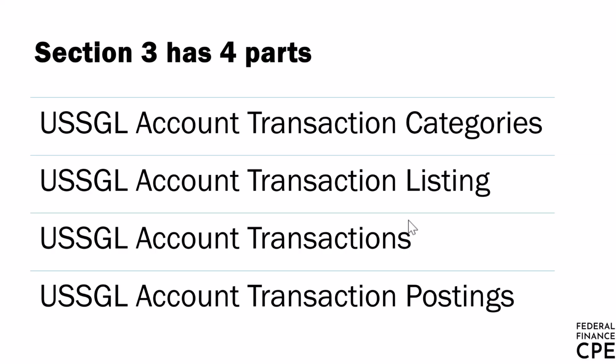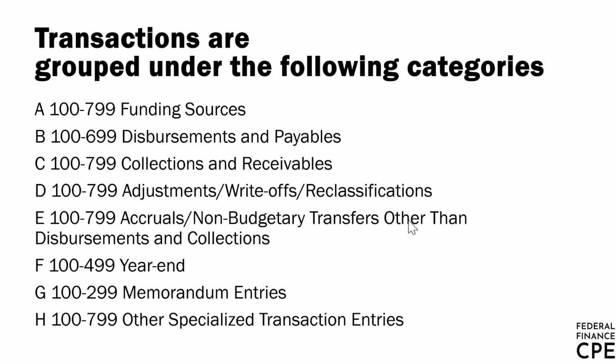I'm going to cover these sections, and then we're going to look at them live and see what we can find. The first are just transaction groupings from A to H. This is going to be a code used to group transactions together which have similar purposes, such as funding sources, or maybe we're doing a collection, or maybe we're posting a year-end entry. That's where we go to section F.